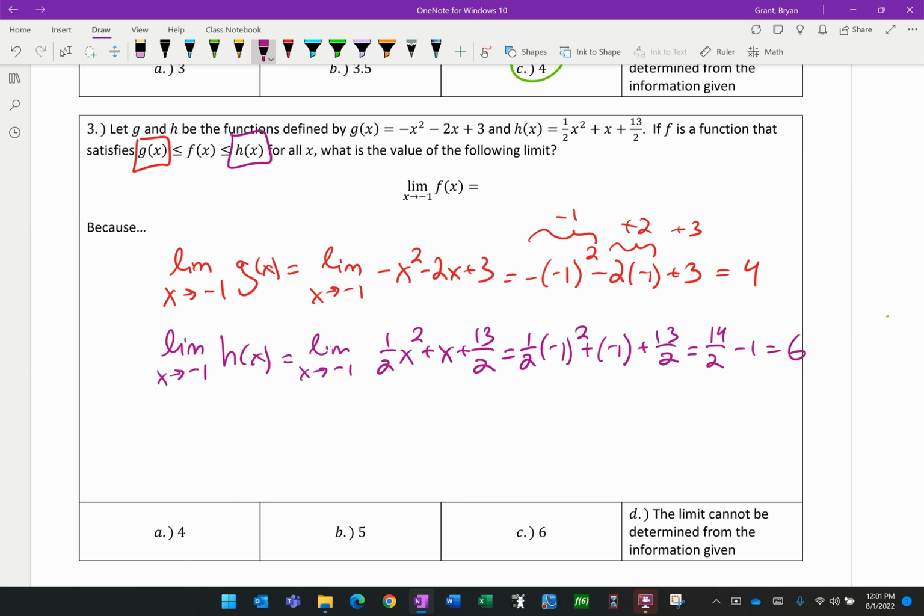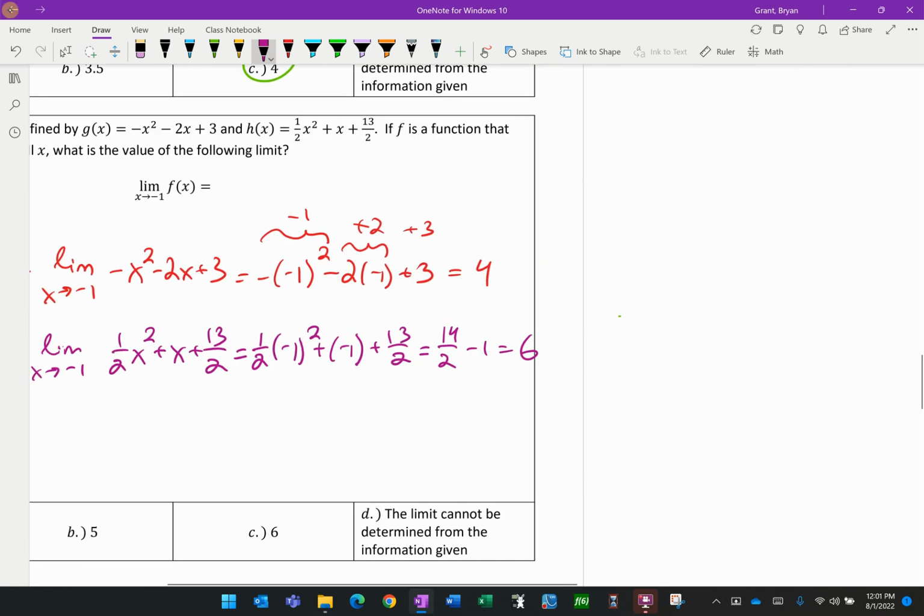Let's see. The lower limit was 4. The upper limit was 6. So what do we conclude then? Well, because we know f of x is between g and h, can we say that f of x is 5? It seems to make sense, right? No, we can't do that. If you picture a graph, we're talking about what happens at -1 over here. Here is 4. Here is 6.